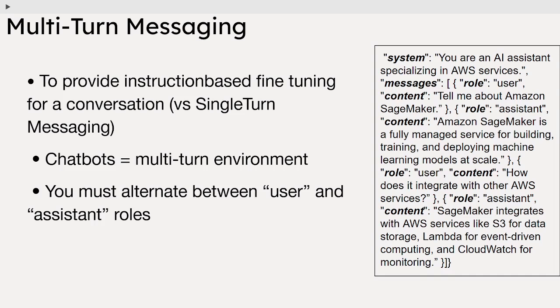Multi-turn messaging is used when we want to fine-tune a model to handle full conversations instead of just single question and answer exchanges. Chatbots operate in a multi-turn environment where messages alternate between the user and the assistant roles. In the example shown, the user asks about Amazon SageMaker followed by additional questions, and the assistant responds step by step, creating a coherent conversation. As you can see here in the example, by the system and the user's role, you can read how the model is responding and how the assistant is replying.